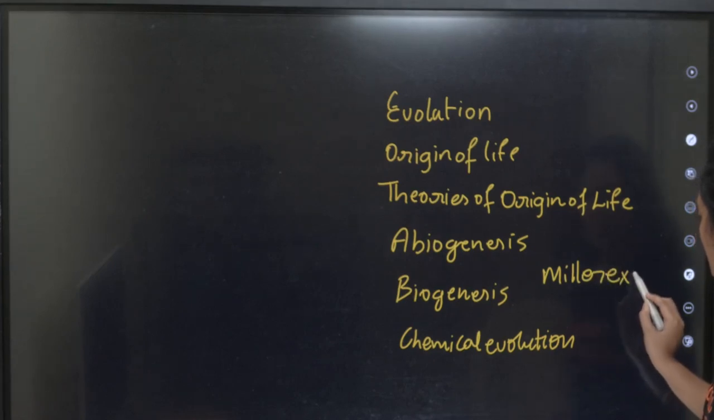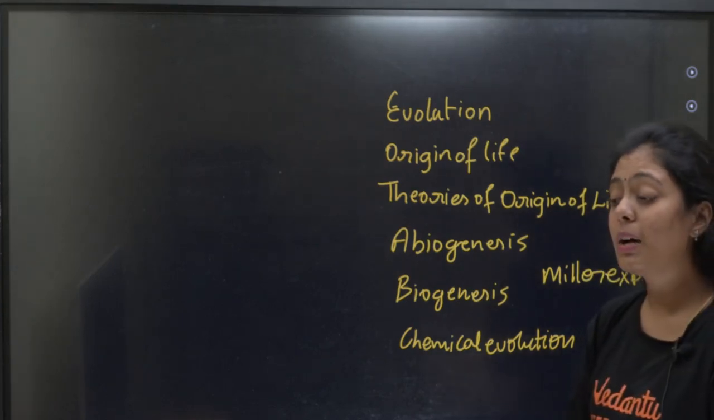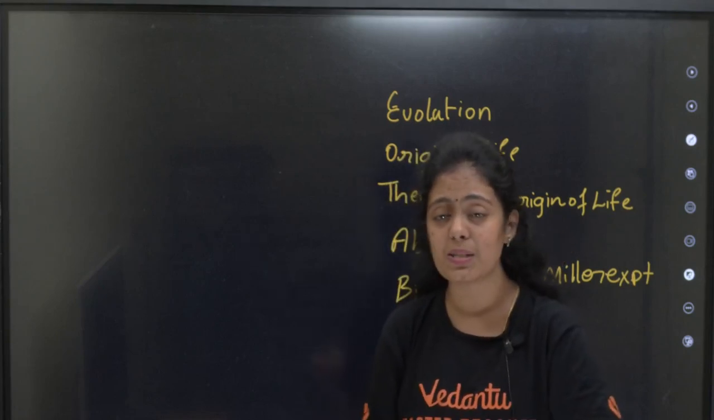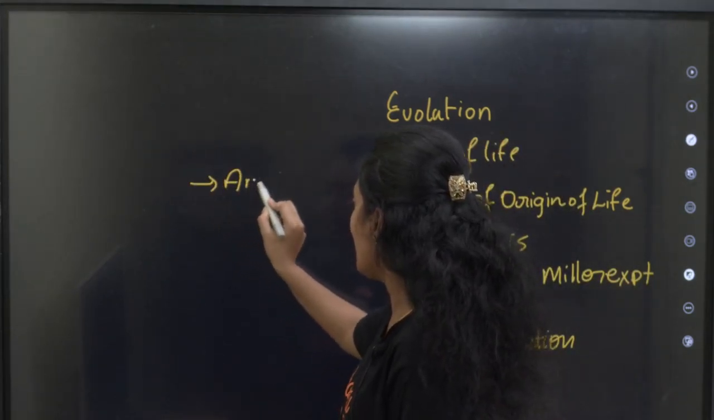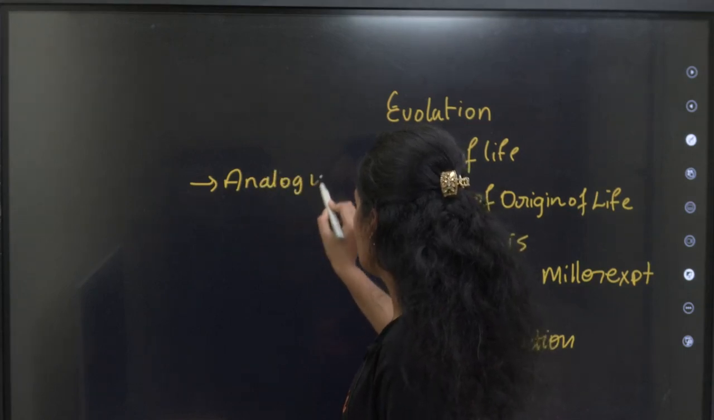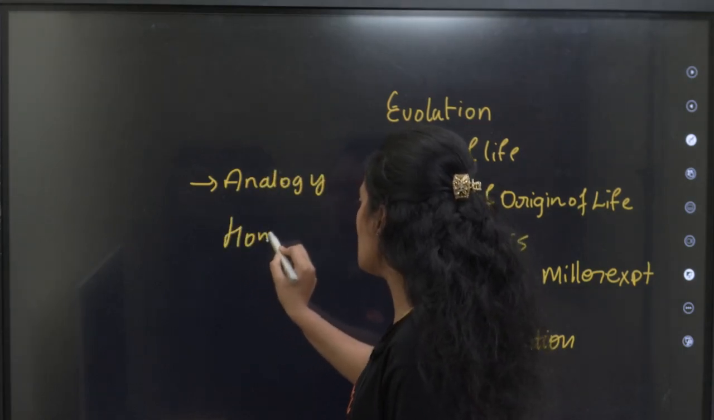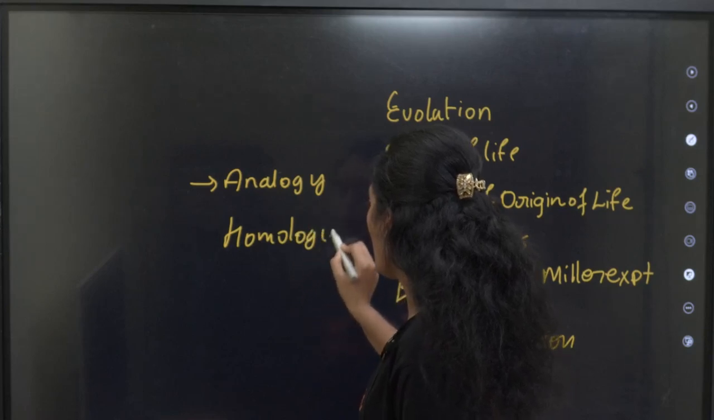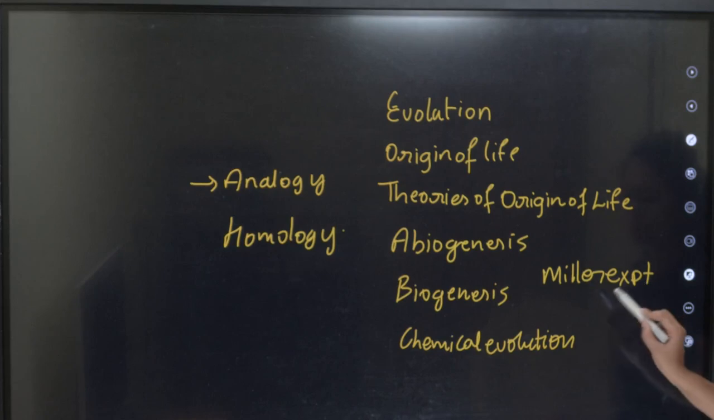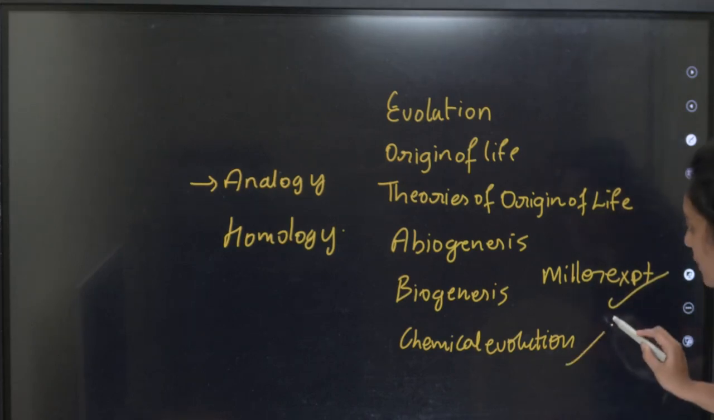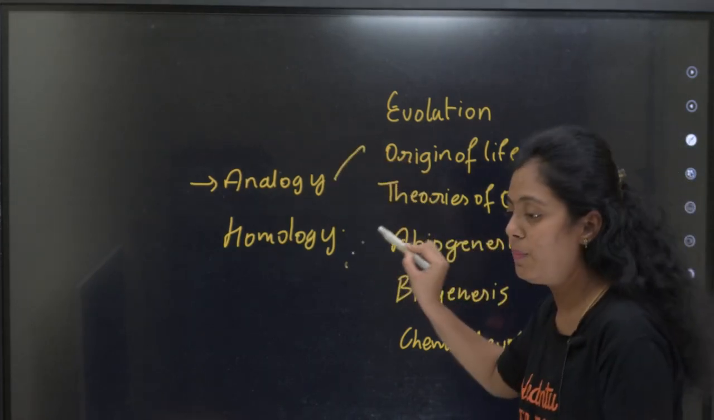Okay, chemical evolution. And we have the most important Miller experiment. Miller experiment romba romba mukkiyamana vishayam. Adukapram we tried to understand the evidence for evolution. Evidence for evolution la romba mukkiyamanadhu analogy and homology. Okay, you need to know that. Adu kandipa miss panakudadhu. Homologous organ and analogous organ. So we can expect a 5-mark question from here, and we can also expect it from here and here.